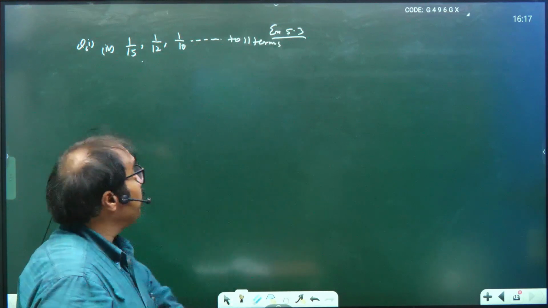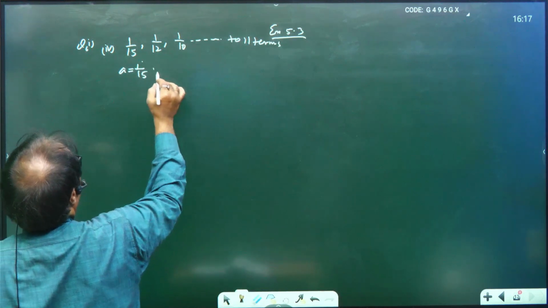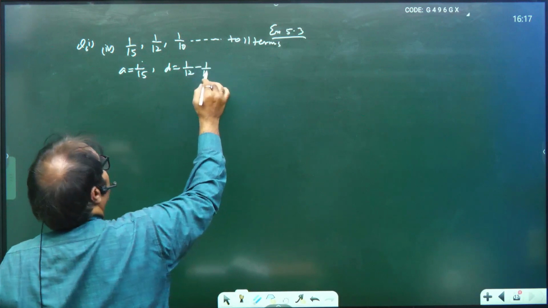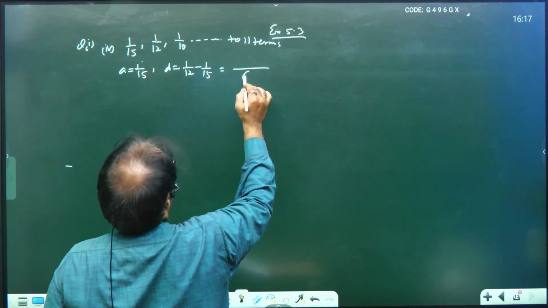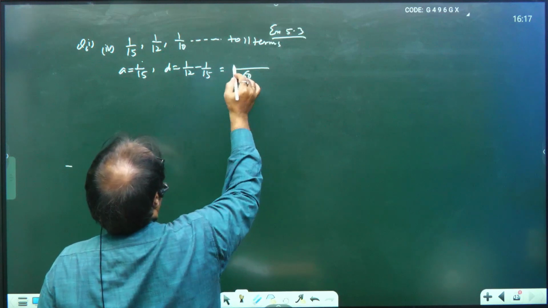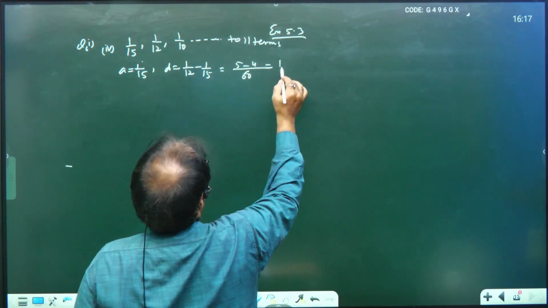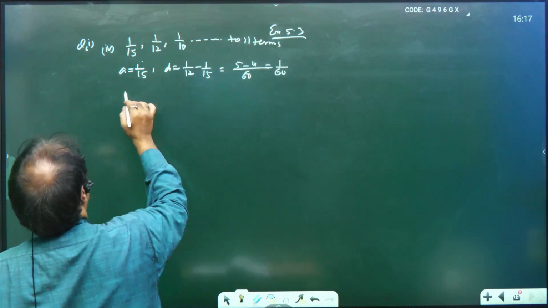So from here, can you find A? A is equal to 1 by 15. Find D. D is equal to 1 by 12 minus 1 by 15. And the LCM of 12 and 15 will be 60. So 12 fives are 60, 5 minus 4 is 1, so D is 1 by 60, and N is equal to 11.